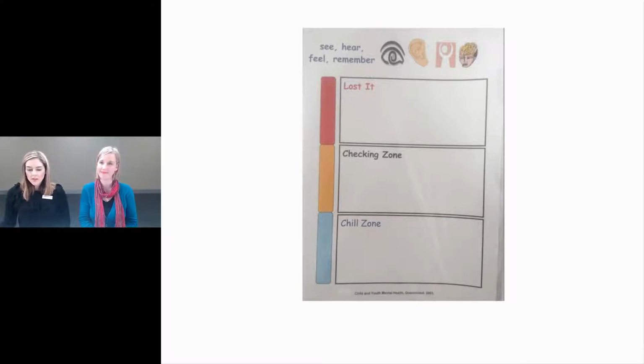This one's similar to the concept of zones of regulation, which you might be familiar with. We have different parts of it. At the top you can see where it says lost it. We can think about, what does a young person see, hear, feel or remember when they're in this zone? For example, a young person experiencing psychosis might hear command hallucinations when they're in the lost it zone, whereas a person with PTSD might get flashbacks. So this tool can be a really great way of exploring and building self-awareness.